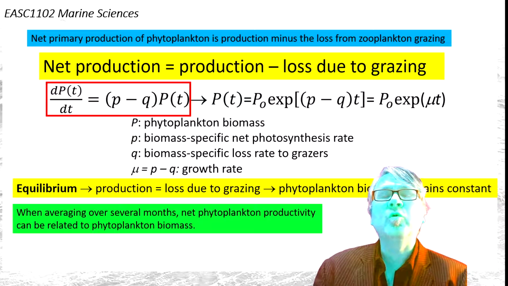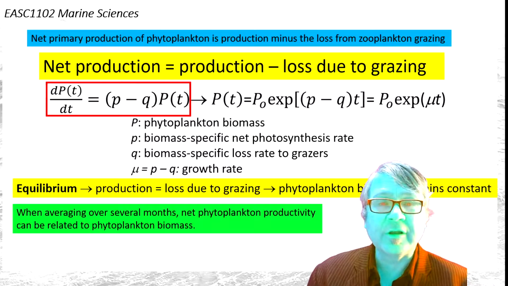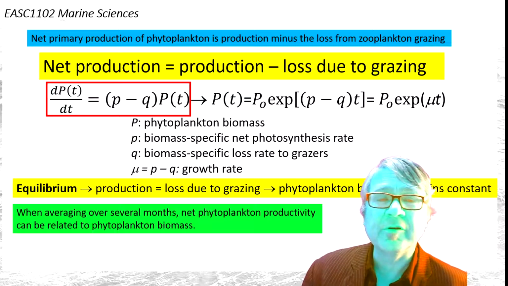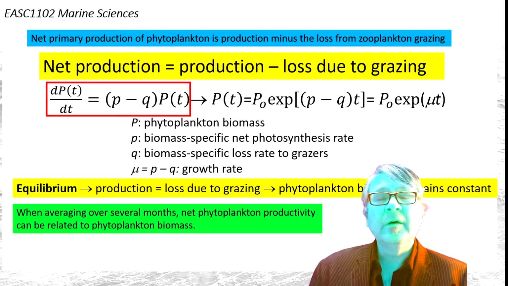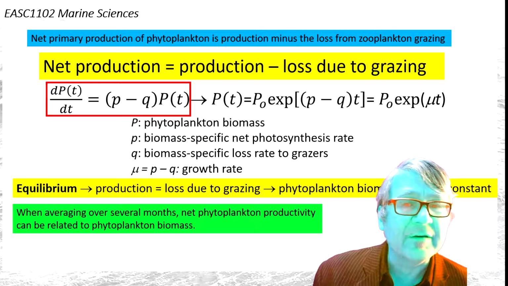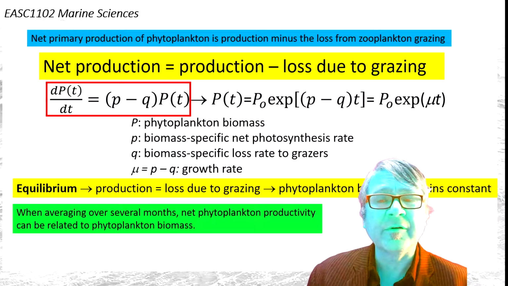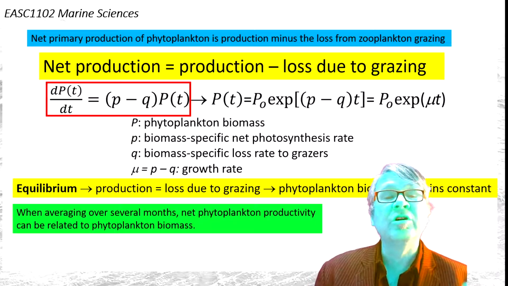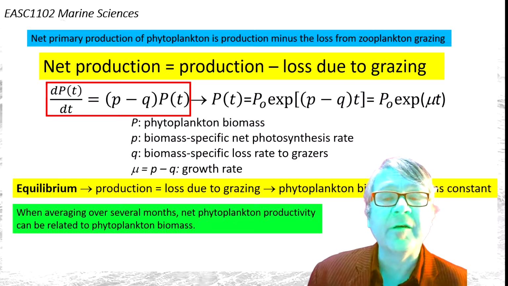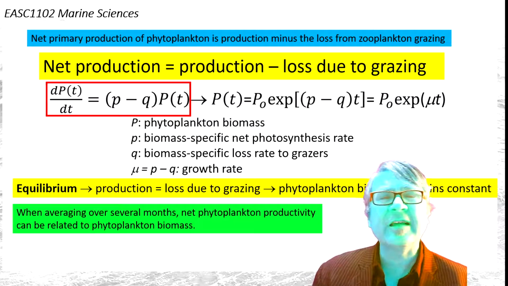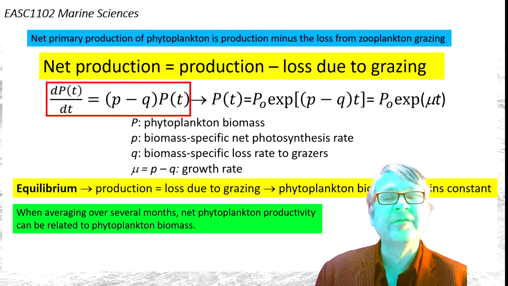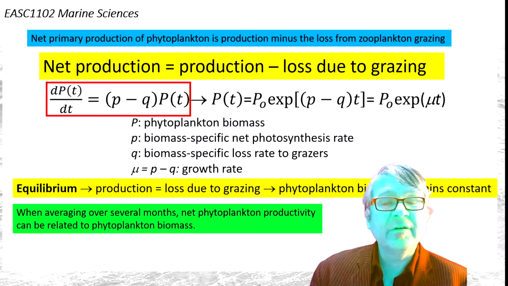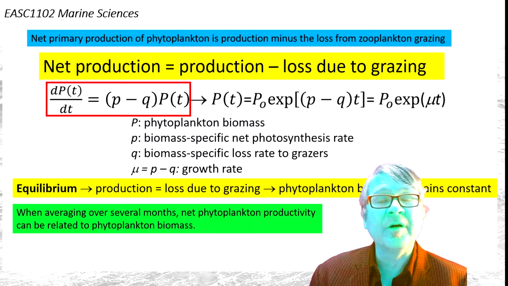We are going back to phytoplankton production. How does it work? The net production of phytoplankton is actually the production minus the loss due to grazing by zooplankton. So what does production mean? Net production actually means an increase in the phytoplankton biomass over time.